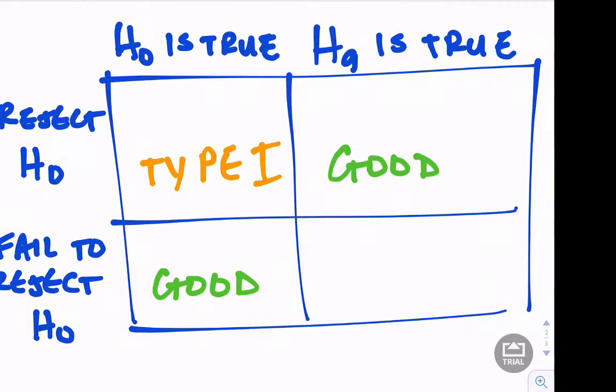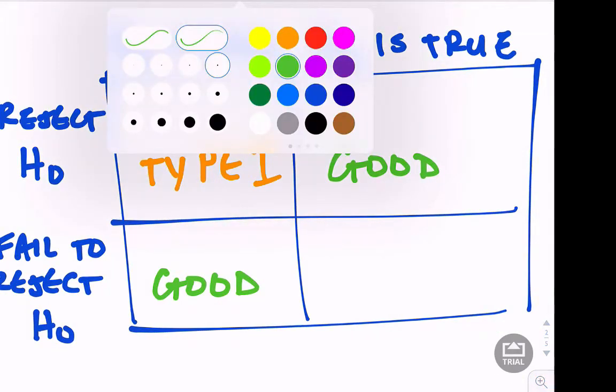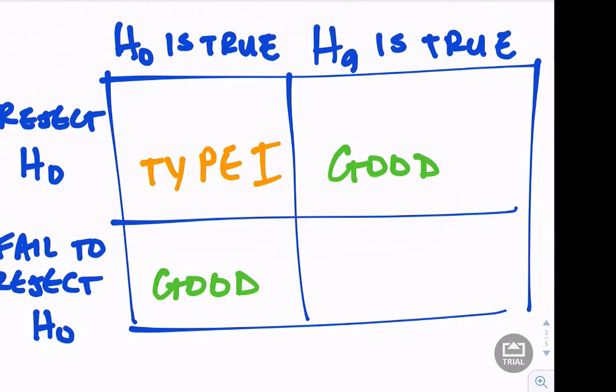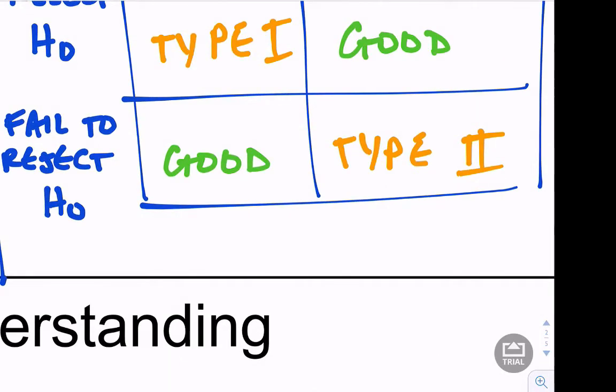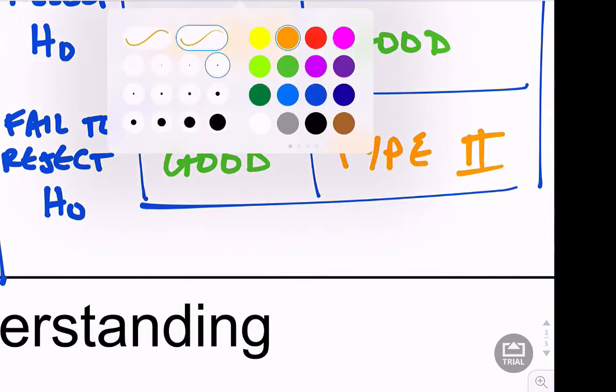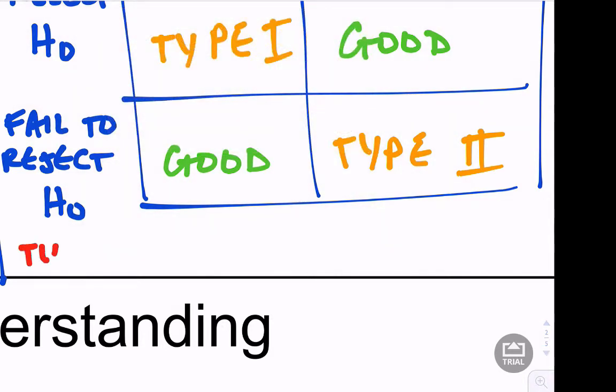But if the alternative is true, and we fail to reject the null, meaning we'd say, well, no, the claim isn't true, this would be a type 2 error. And so, probabilities here. Probability of a type 1 error is our alpha level.